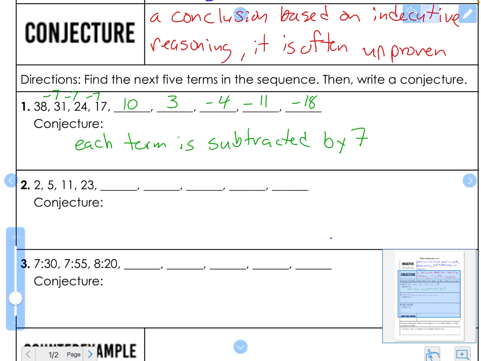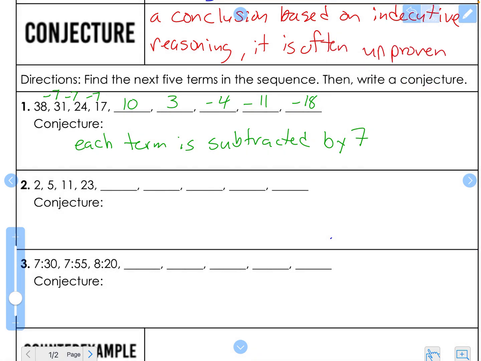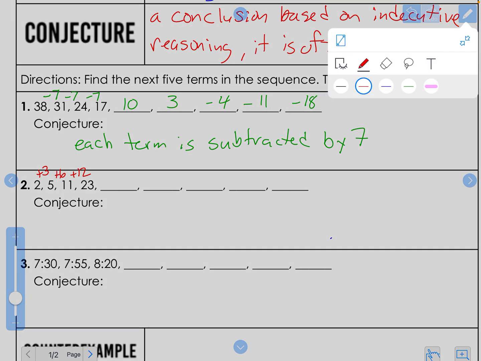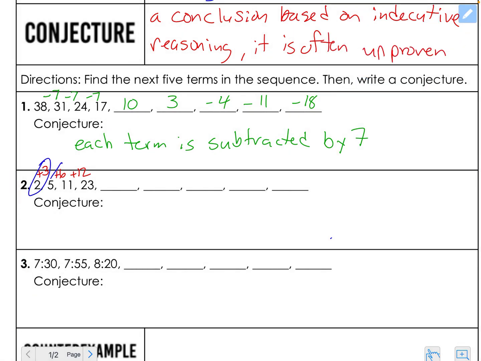So now let's look at this next one. The difference between 2 and 5, they added 3. The difference between 5 and 11 is plus 6. The difference between 11 and 23 is plus 12. So what I notice is that each number that we're adding is being doubled. But if I look at the same time at these numbers here, I just added 1 to the number itself.